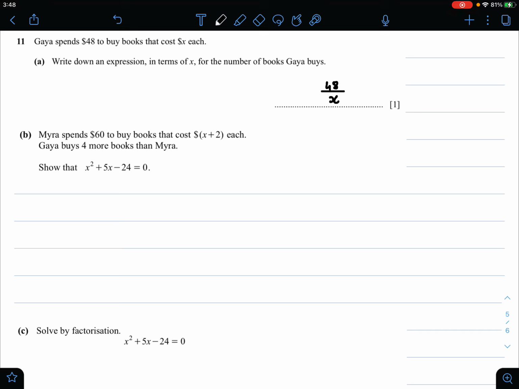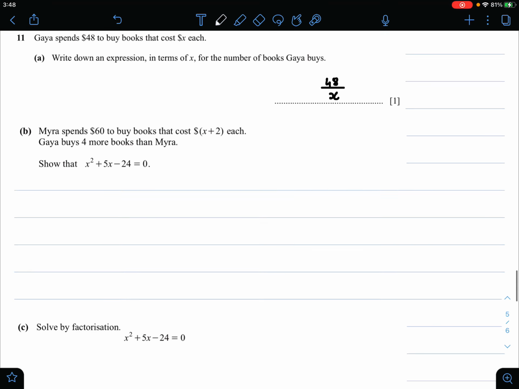Now let's move to part B of the question, where they are telling us that Myra spends $60 to buy books that cost x plus 2 each, and Gaya buys 4 more books than Myra, and they are asking us to show that x square plus 5x minus 24 is equal to 0. So the number of books that Myra buys would be 60 divided by x plus 2, which would be equal to 48 divided by x.